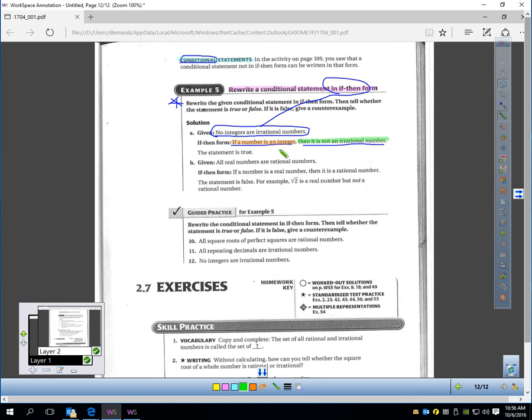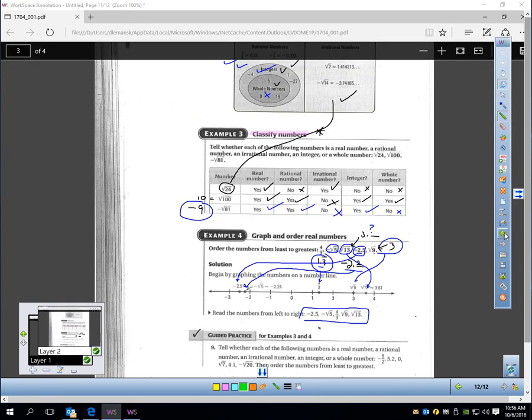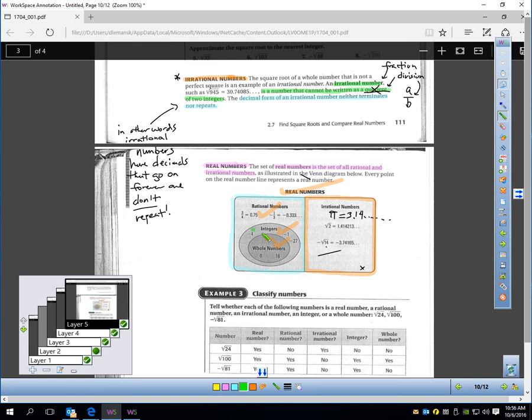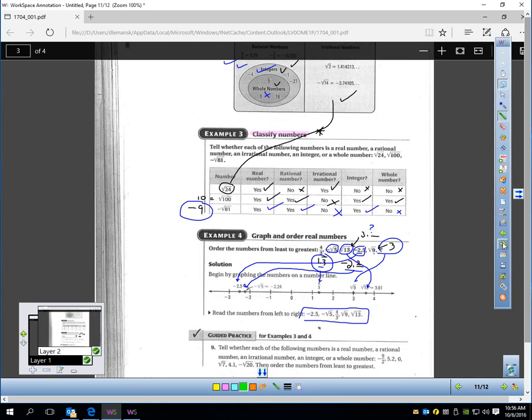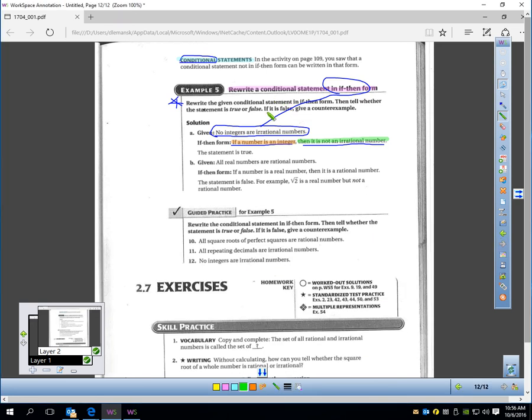Now this is true, because think about the picture. So let me go back. If a number is an integer, in other words, if a number is here, it's certainly not part of the irrational number crowd. It's part of the rational number crowd. So that would be a true statement. Okay? So they will definitely ask you in the homework today to take a statement, rewrite it in if-then form, and then tell me if it's true or false.